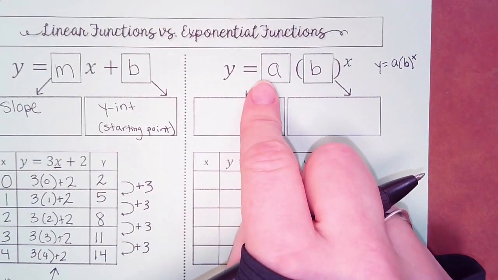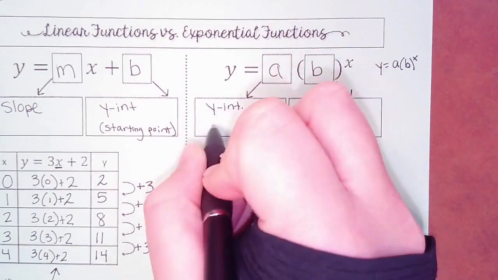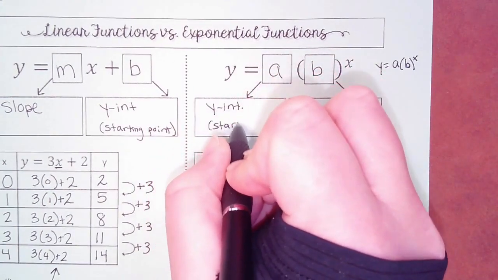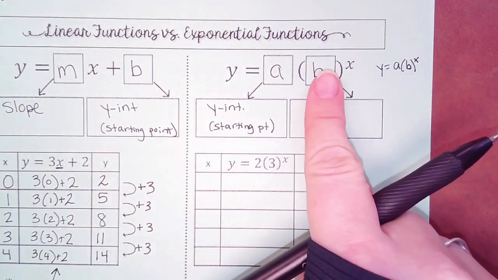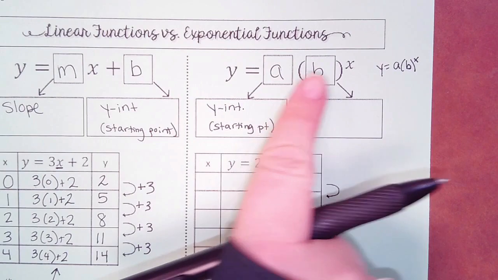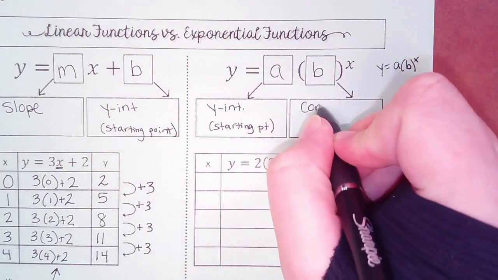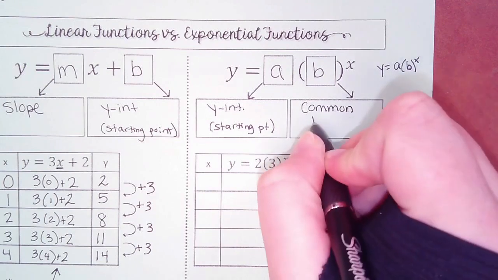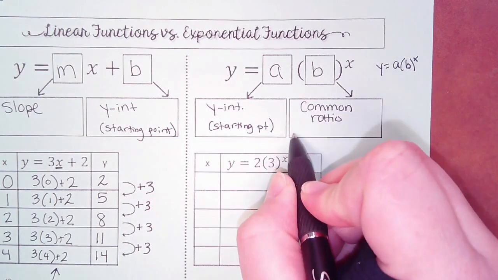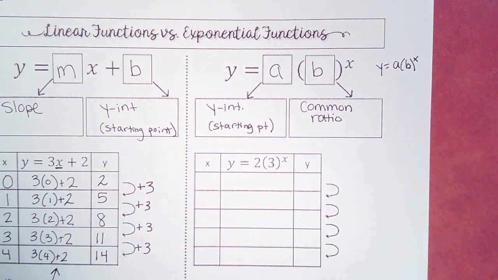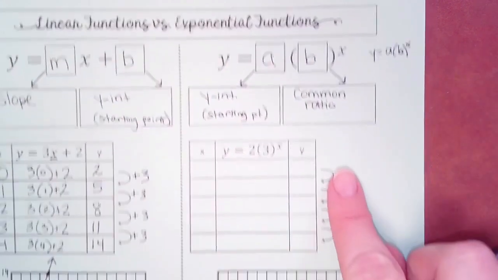A this time is our y-intercept. So the starting point. And b, don't get confused, they are different. B this time is the common ratio. So this is what we're multiplying by each time. So that would be whatever number we find here.